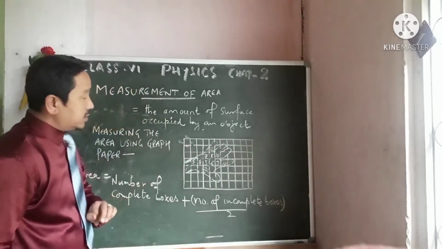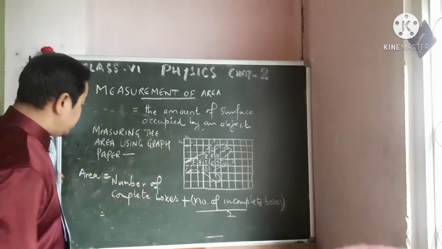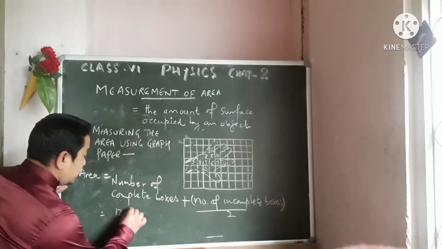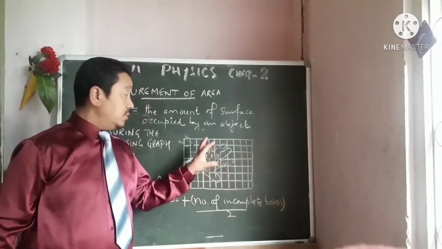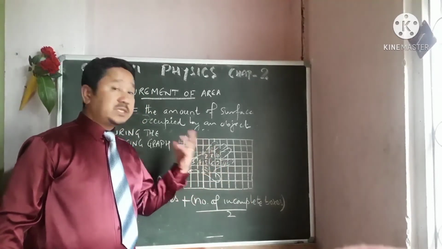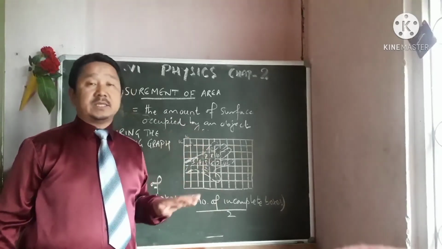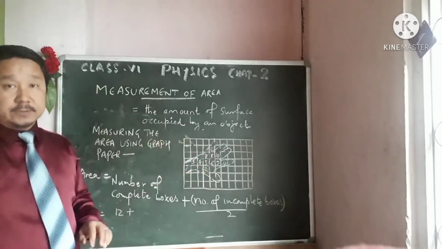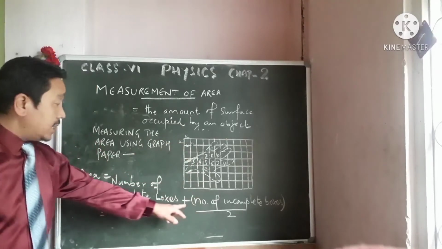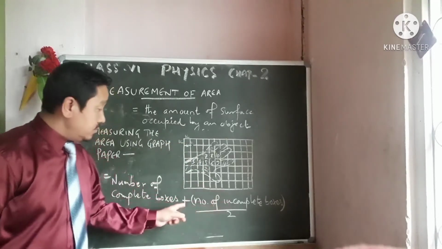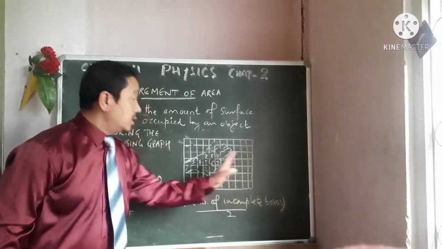So these are the complete boxes. I found 12, plus the number of incomplete boxes. Some of the boxes are here which are not completely covered by the outline of your hand. Okay, count them also, and then write this side plus the number of incomplete boxes.